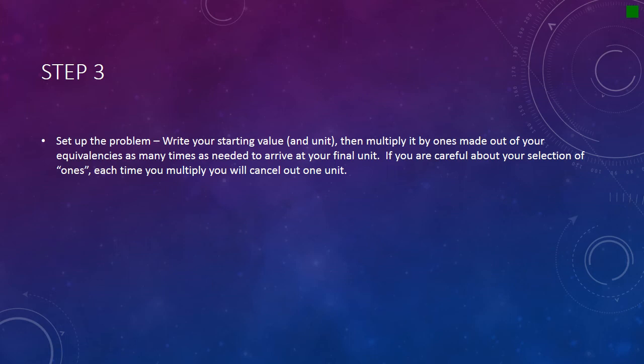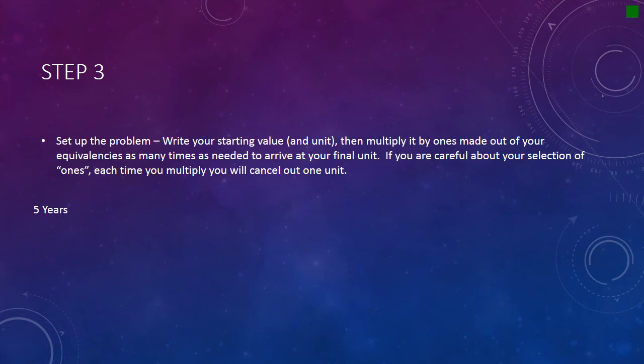So our last step is simply to set up the problem. We're going to write our starting value and our units, and then we're going to multiply it by our ones or our equivalencies until we arrive at our final unit, which will be days. If you're careful about your selection of ones or equivalencies, each time you multiply, you should be able to cancel out the previous equivalency.